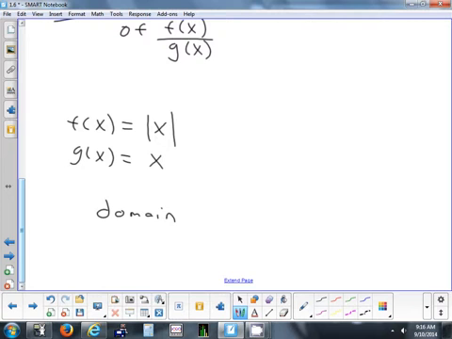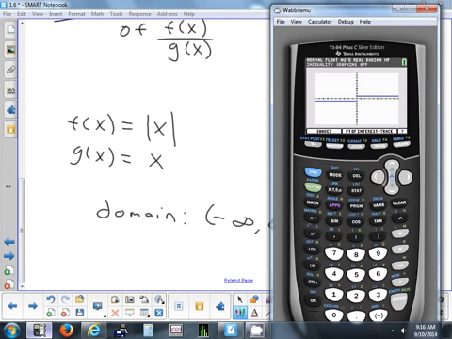Okay, so a couple ways. One way to write it is like this. -infinity to 0, not including it. That symbol, that's the union symbol, meaning there's another interval as well. From 0, not including 0, to infinity. And what about my range here?